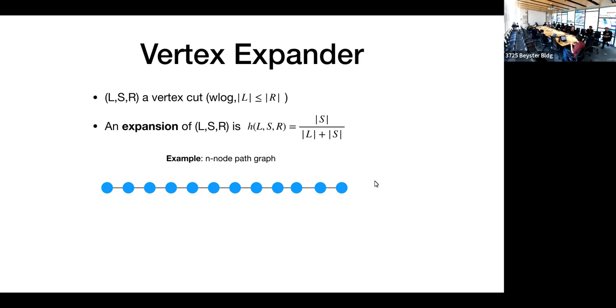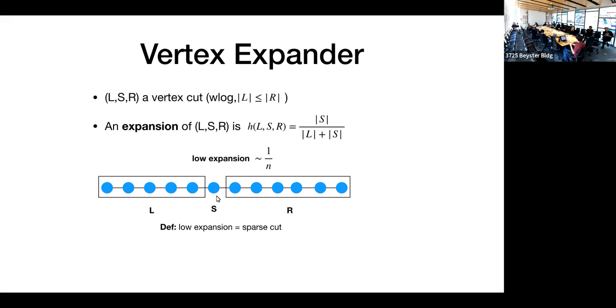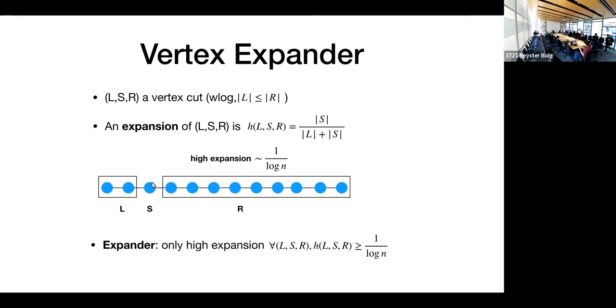For example, if you look at the n-node path graph, the following cut has very low expansion. If you cut in the middle, you get quite a balanced cut. Low expansion is also known as the cut being sparse. Another example is that if you cut this way, this cut has high expansion, for example if L and S are very close to each other. One way to define an expander is that it's a graph where every cut has high expansion, so there's no low expansion cut. This is called an expander.